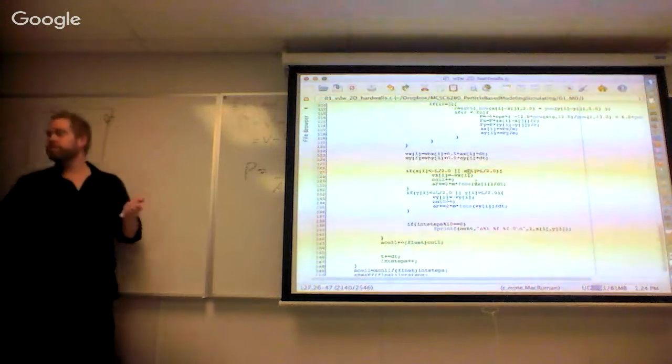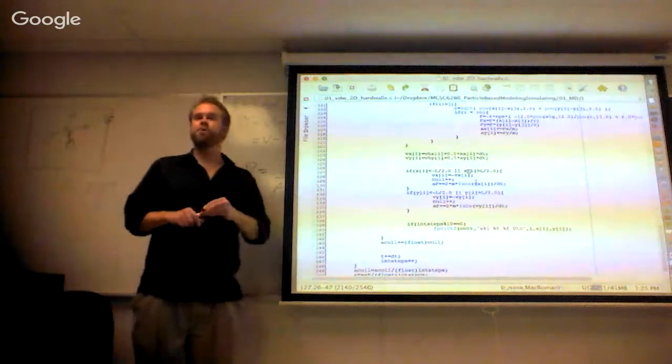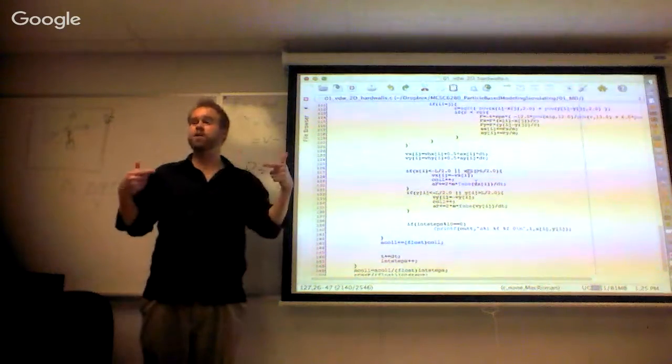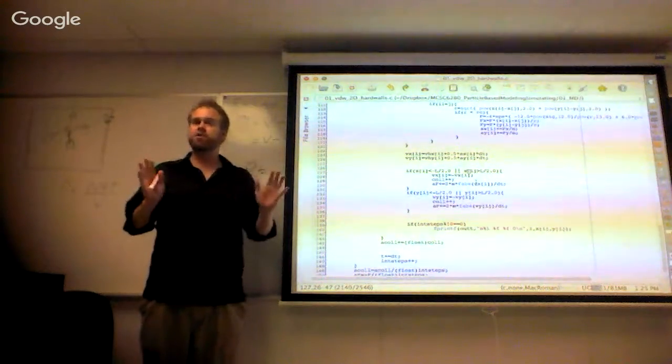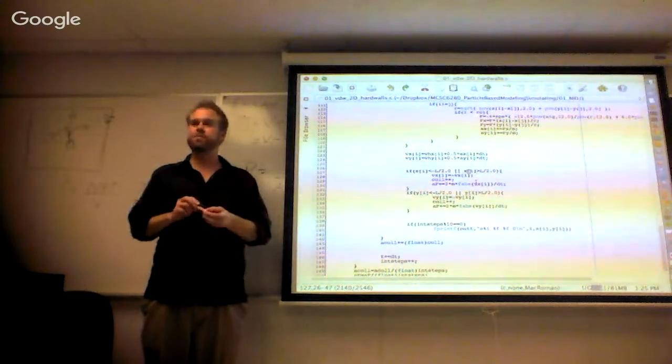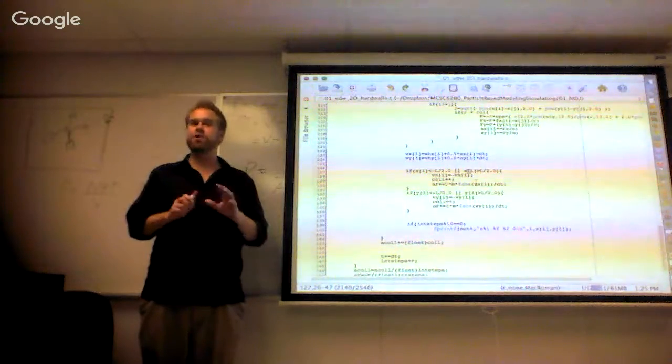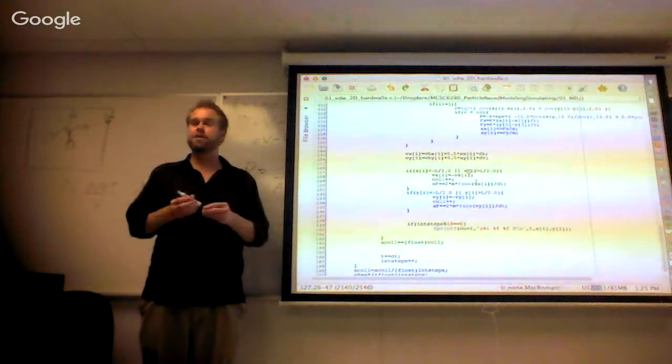Okay, in this simulation, I still have the old wall constraints, that if a particle tries to go out of the wall, you just reverse the velocity. Can I do something else? Any ideas? With your newfound knowledge.